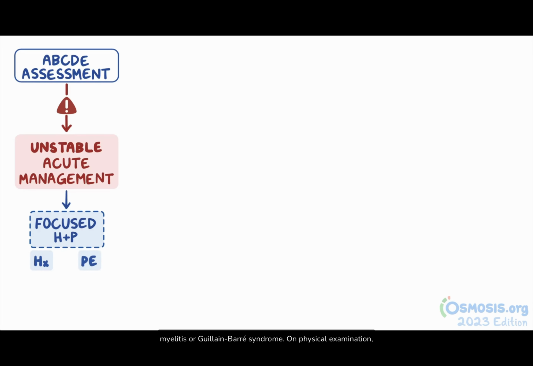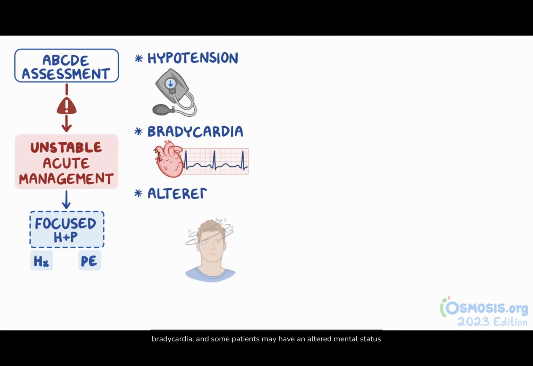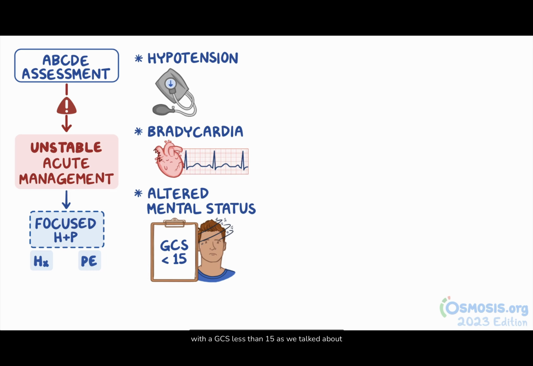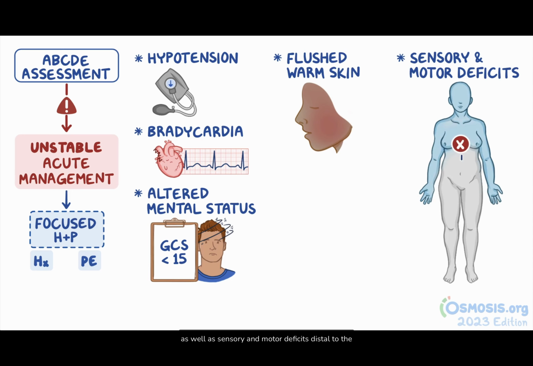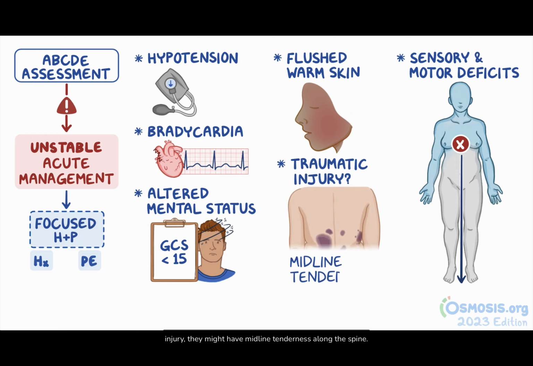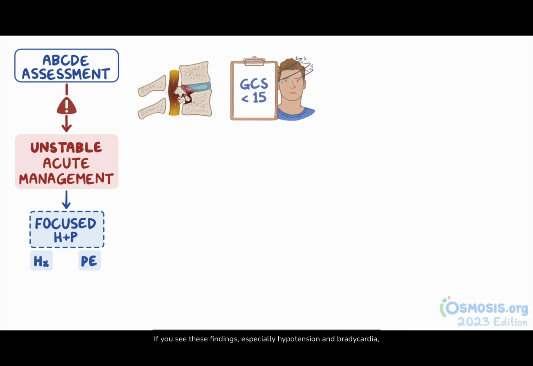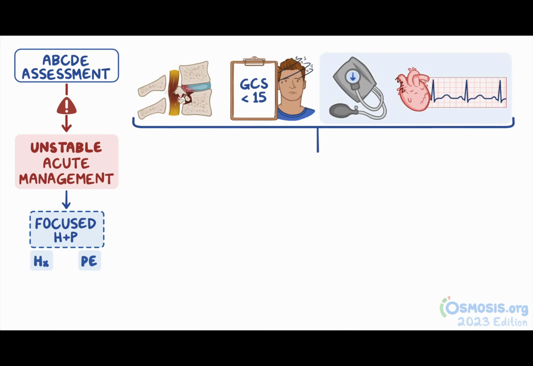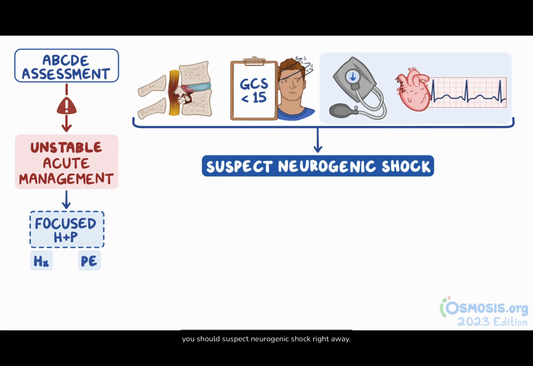On physical examination, you can expect to find hypotension, bradycardia, and altered mental status with a GCS less than 15, as we talked about before. Additionally, you might find flushed warm skin, as well as sensory and motor deficits distal to the affected spinal cord level. If the patient suffered a traumatic injury, they might have midline tenderness along the spine. If you see these findings, especially hypotension and bradycardia, you should suspect neurogenic shock right away.